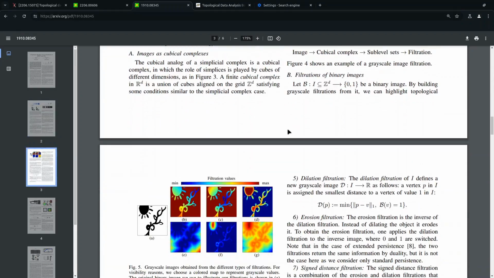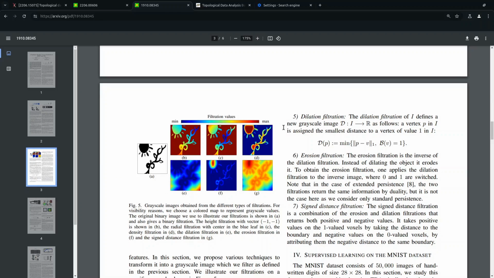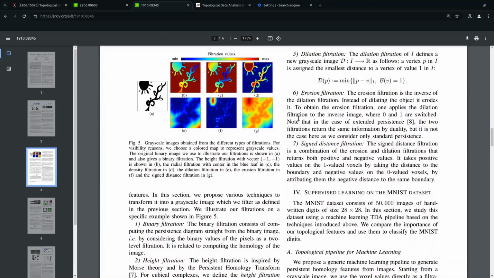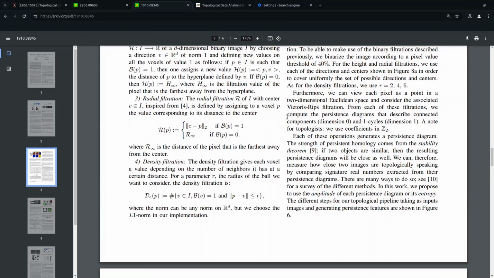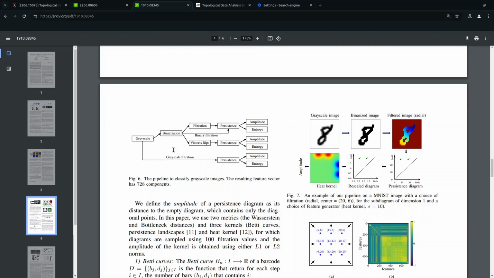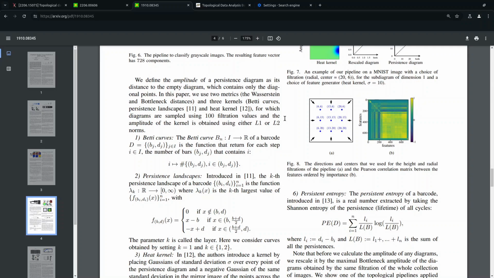Let's see. Yeah, here they show examples of stuff with the level set of a function I mentioned. And I think they mentioned, yeah, here, for example, they use the amplitude and entropy of these persistent diagrams as a way to get just vector data out of it.